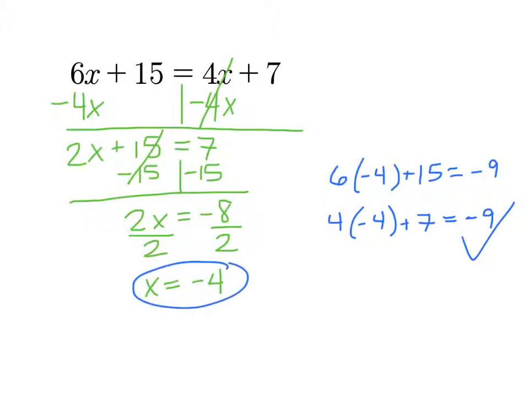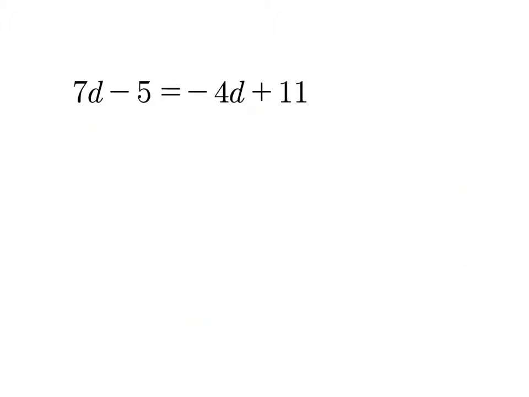Let's try another one. Okay, this time we have 7d minus 5 equals negative 4d plus 11. This particular problem is not going to come out to a whole number, so we really do need to know what we're doing solving the equation. There is, again, nothing to simplify on each side because I can't combine these like terms or these. So we jump to step 2, and we're eliminating the smaller value of our variable. Well, the smaller value of the variable here is negative 4d. How do you get rid of a negative 4d? You add 4d. And if we do that on the right, we have to do it on the left.